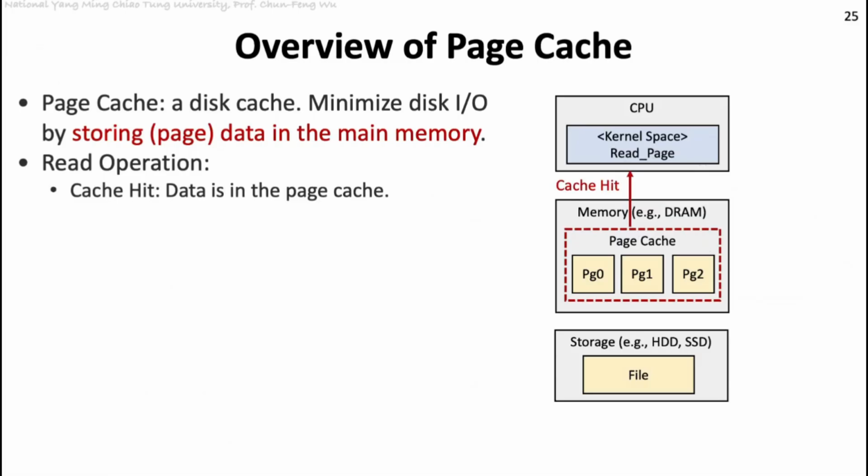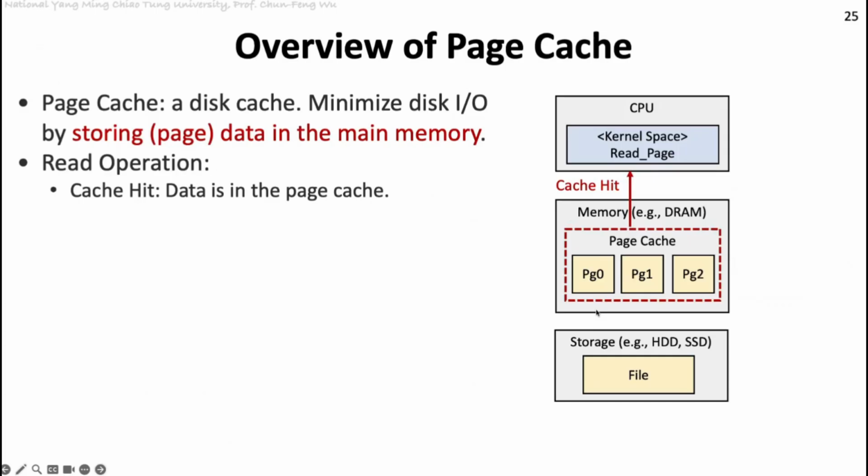Unless you say you don't need to check the page cache, in most cases the CPU will first check the page cache because it is faster. So if it is a hit in the page cache, then the data is in the page cache.